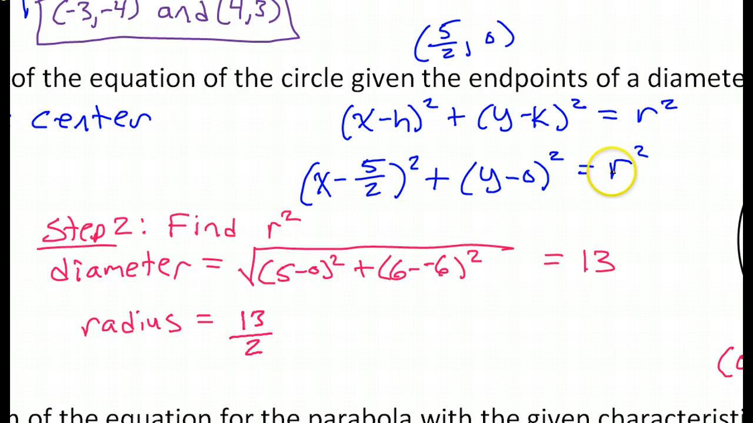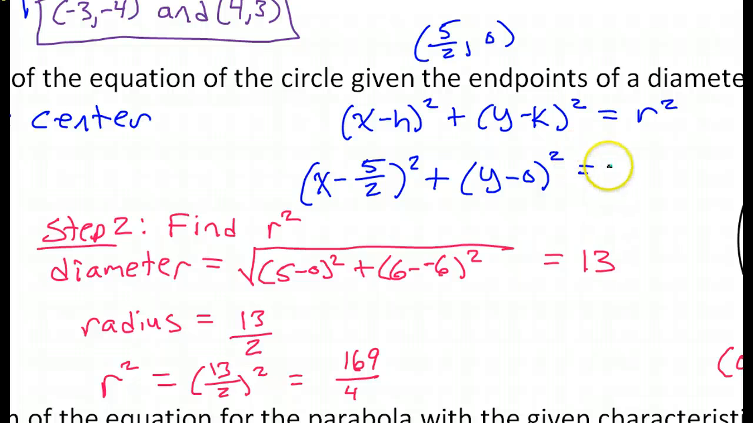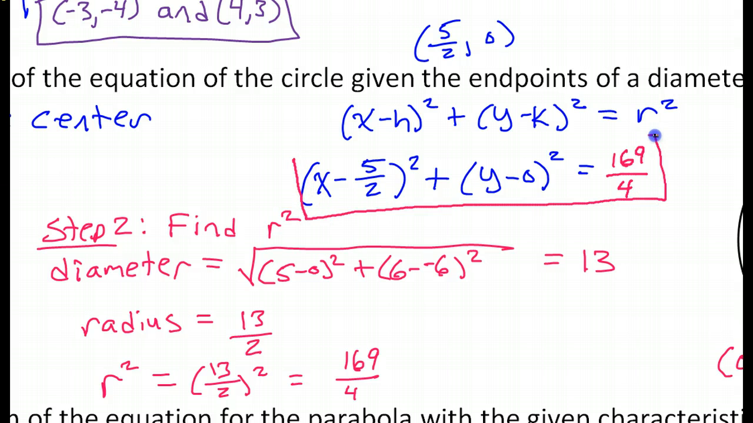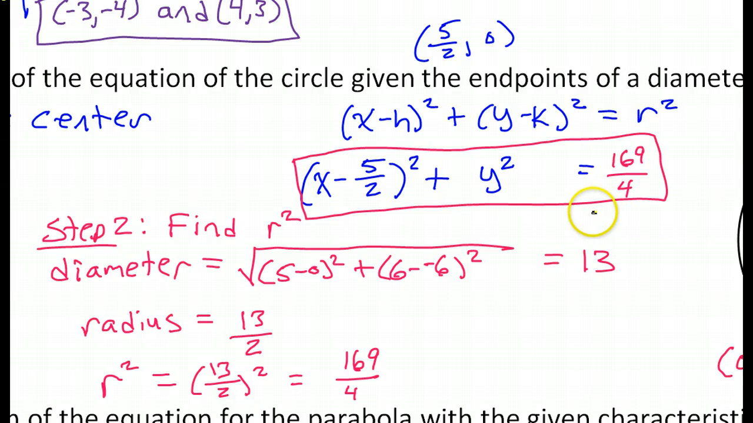But in the formula, it's not just the radius. It's the radius squared. So the radius squared will be this 13 over 2 squared. And 13 squared is 169, and 2 squared is 4. So that makes this the radius squared, and I will just plug it in. So 169 over 4. Now this is the standard form equation, and I would accept this as an answer. Now you will never see me write y minus 0 and leave it like that. Minus 0 doesn't really do anything, so I would just write y squared. But I'll accept it either way. So there you go. This is standard form.